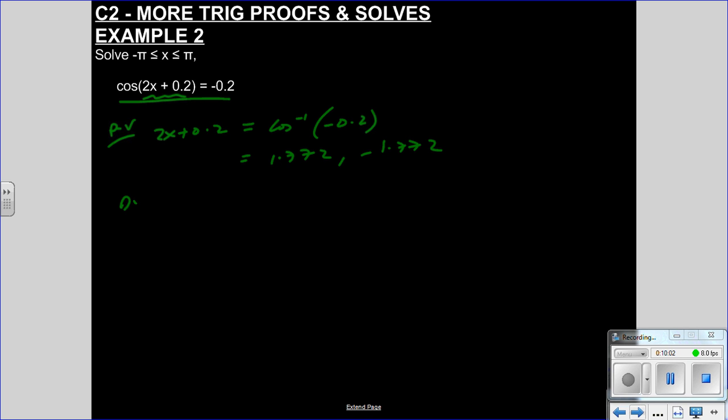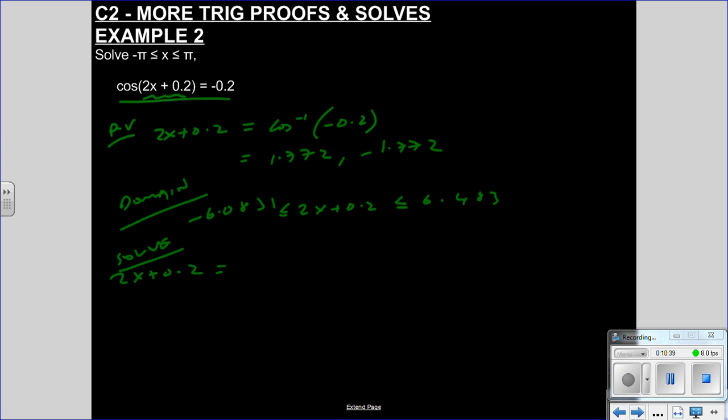Done. What's next? Yes, you're all thinking domain, exactly. So I started with x between pi and minus pi, but this time I need 2x plus 0.2. So pi times 2 plus 0.2 is 6.483. Minus pi times 2 plus 0.2 is minus 6.0831. So now I've got 2x plus 0.2, this is my solve section, is 1.772 and minus 1.772.